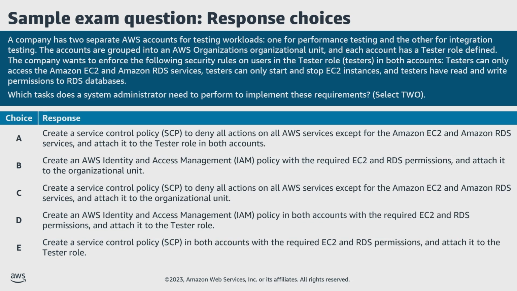Choice C, create a service control policy, or SCP, to deny all actions on all AWS services except for the Amazon EC2 and Amazon RDS services and attach it to the organizational unit. Choice D, create an AWS Identity and Access Management, or IAM policy in both accounts with the required EC2 and RDS permissions and attach it to the tester role. And finally, choice E, create a service control policy, or SCP, in both accounts with the required EC2 and RDS permissions and attach it to the tester role. Pause the video to think about which two options meet the requirement.